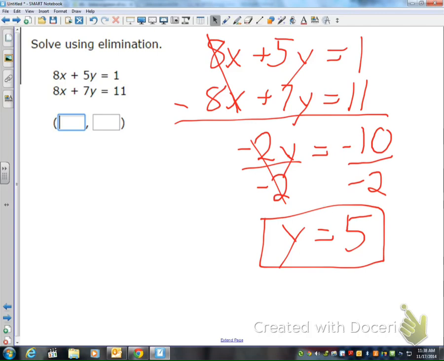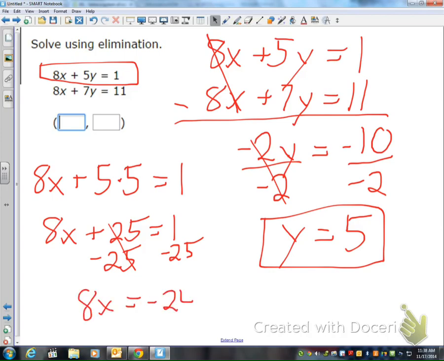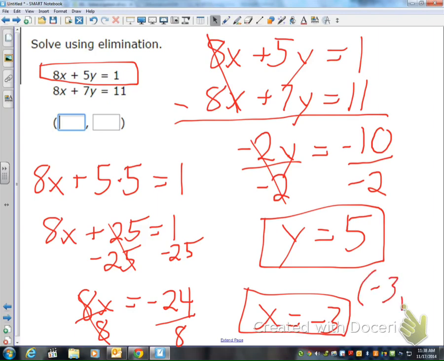And now I can plug that back into either equation. So let's say I use the first one, 8x plus 5 times y, which is 5, should equal 1. So I get 8x plus 25 equals 1. I'm going to subtract 25 from either side. 8x equals negative 24. Going to divide through by 8, and that gives me x equals negative 3. So my solution for the system is negative 3, 5.